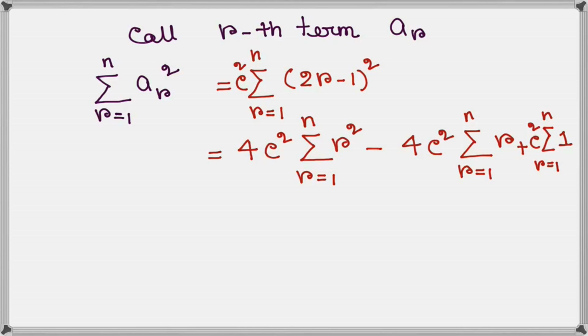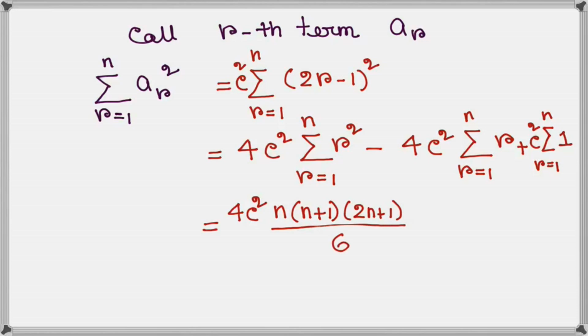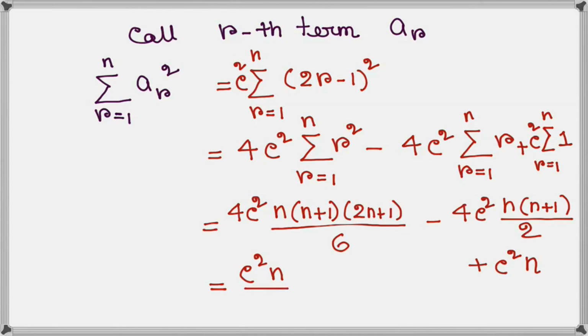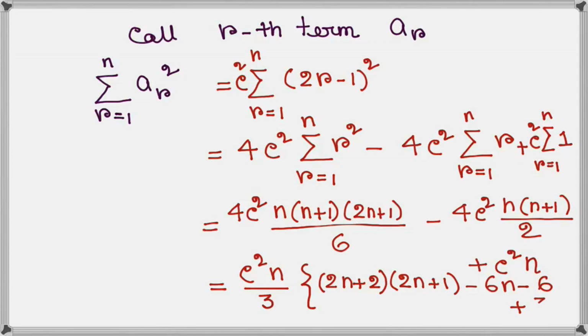So, if we sum this up, we get 4c² into n plus 1 into 2n plus 1 divided by 6 minus 4c² into n plus 1 divided by 2 plus c²n. So, we take c²n divided by 3 common from this expression, and we get inside 2n plus 2 into 2n plus 1 minus 6n minus 6 plus 3.